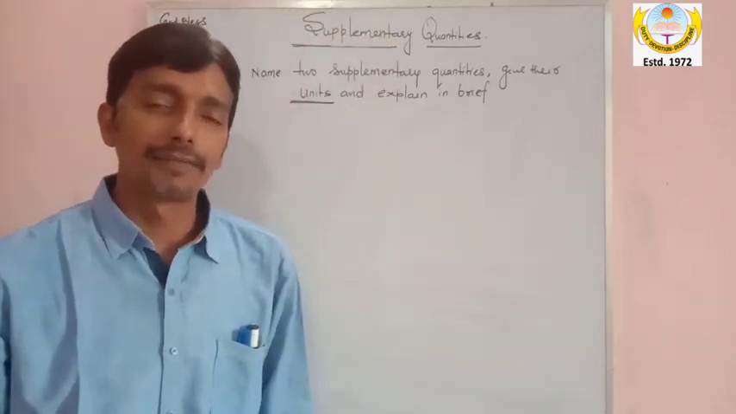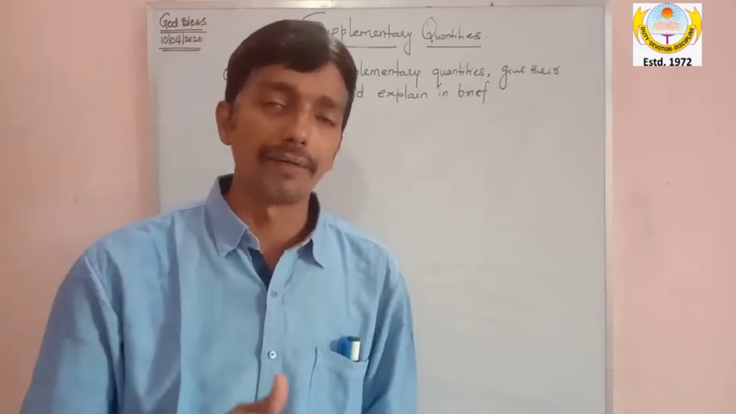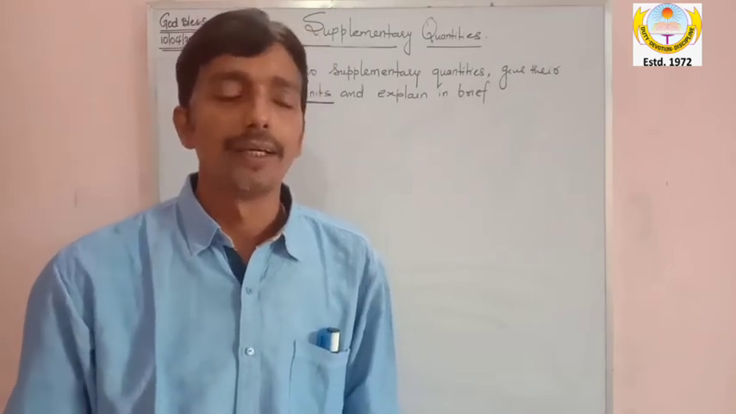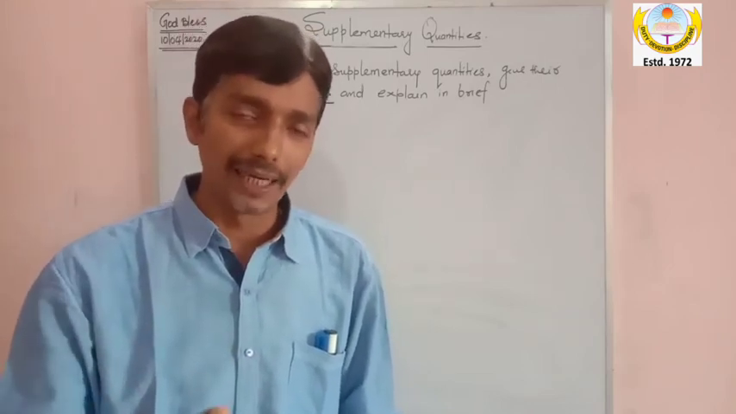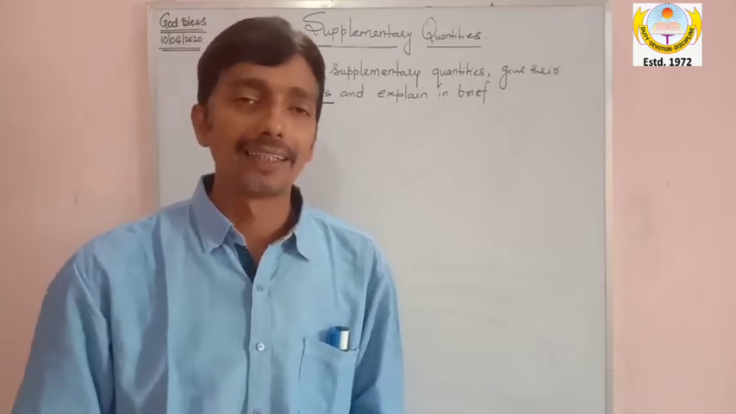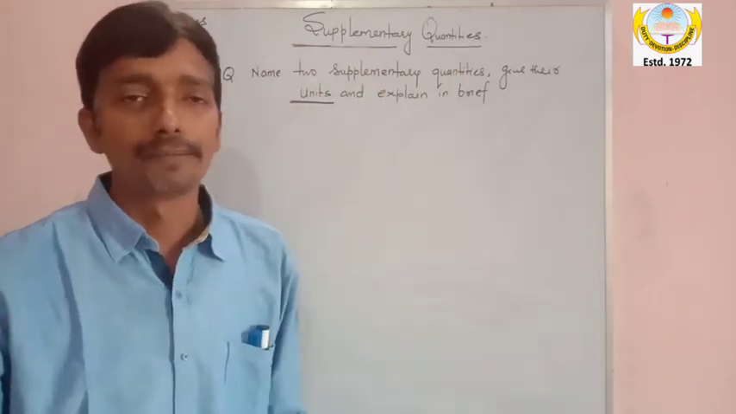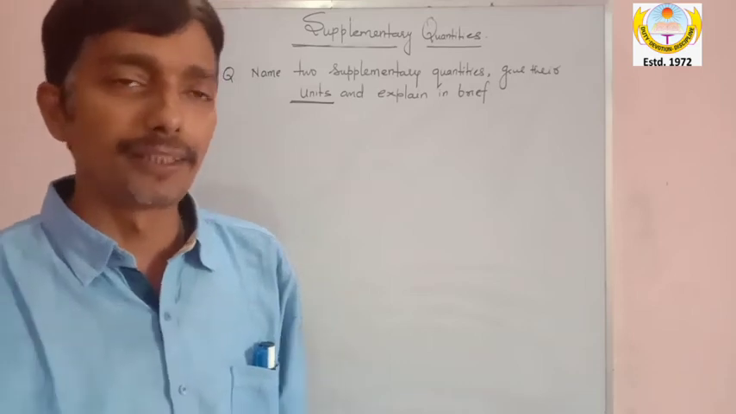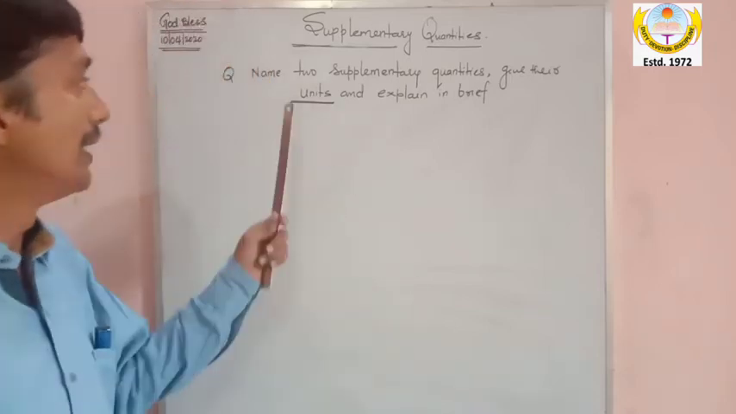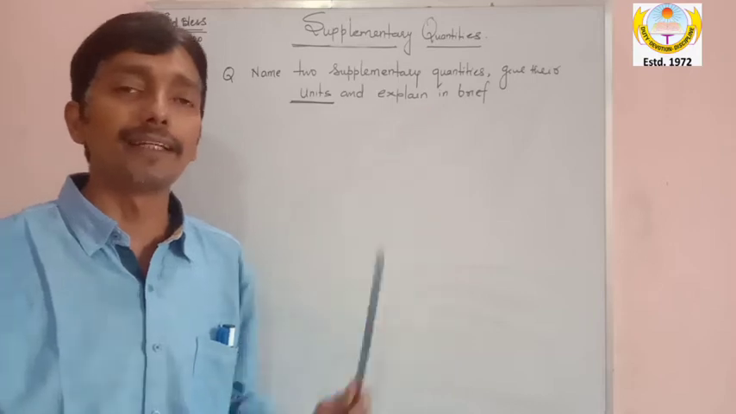My dear, in my last video, I uploaded the video on 7 fundamental quantities or 7 base quantities, along with the rules for writing the symbols and all that. Now, my dear, I told you on that day, besides these 7 fundamental quantities, there are 2 additional quantities, and these 2 additional quantities are called supplementary quantities. Right? So today, my dear, I am uploading this video only on supplementary quantities, and the question on that is: name 2 supplementary quantities, give their units and explain in brief.